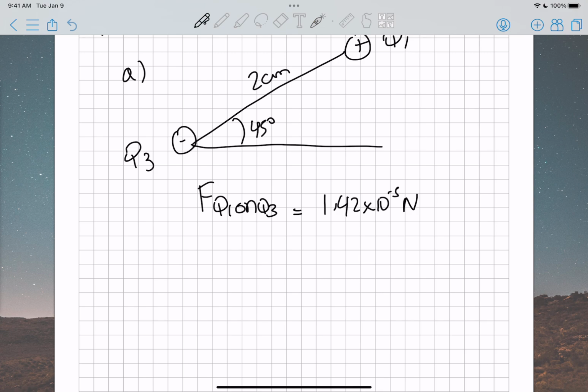How Q3 reacts to Q1. So what is Q3 feeling from Q1? Exactly. You got it flipped around. Yeah, I'm just saying it is attraction. Yes, that's right. I'm just saying how would we word it? Instead of Q1 on Q3, we can say how does Q3 react to Q1? Because that'll help you draw the directions.